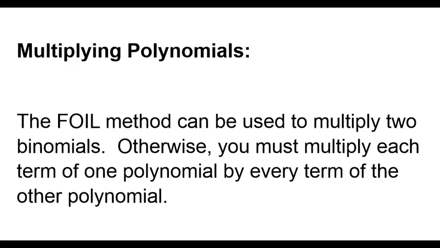Now we're going to talk about multiplying polynomials. Okay, we can use the FOIL method to multiply two binomials. Remember, binomial means bi means two, nomial means terms. So they have two terms. Multiplying those together, we can use the FOIL method. If we have polynomials that aren't binomials, we have to use a form of the distributive property. So basically, we have to multiply each term of one polynomial by every term of the other polynomial.